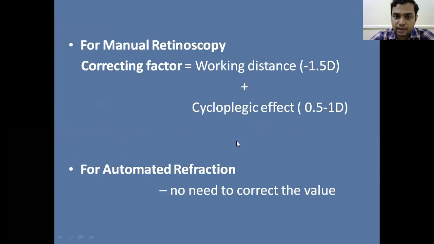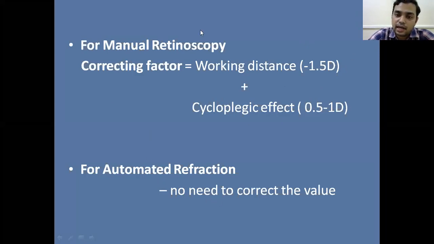So for manual retinoscopy, the correcting factor is working distance. That is, in order to correct the working distance, we have to keep the plus 1.5 diopter lens. So we have to reduce the minus 1.5 diopter lens, and cycloplegic effect will paralyze the ciliary muscle, so that we have to correct by minus 0.5 to 1 diopters.